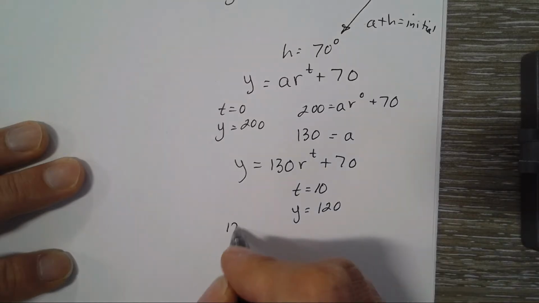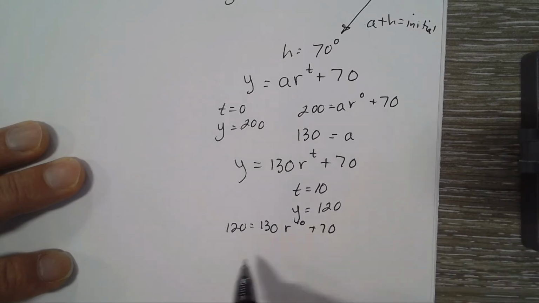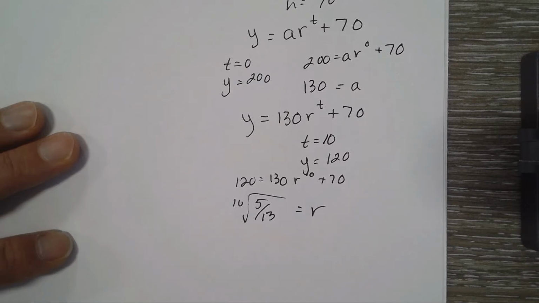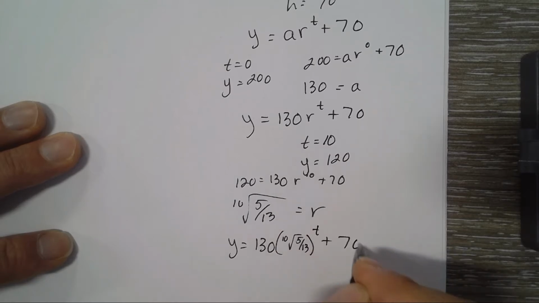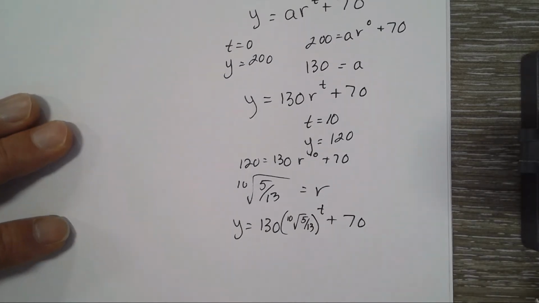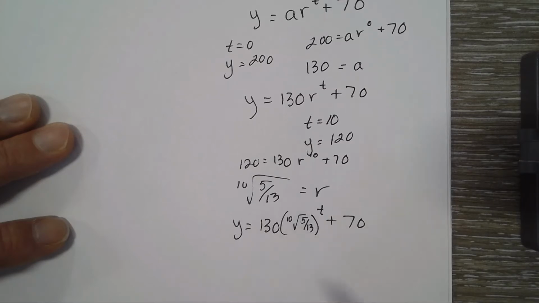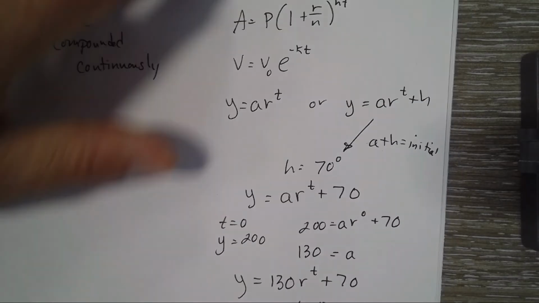So 120 equals 130 r to the 10 plus 70. What's that? 5/13. The 10th root of 5/13 is what r is. And then we have our entire equation, 130 times the 10th root of 5/13 to the t plus 70. If you want to know what the temperature is after 20 minutes, you'd put 20 in. Or if you want to know when the temperature is 100 degrees, you'd put 100 in for y and solve for t. Okay, so that's just one example of exponential.